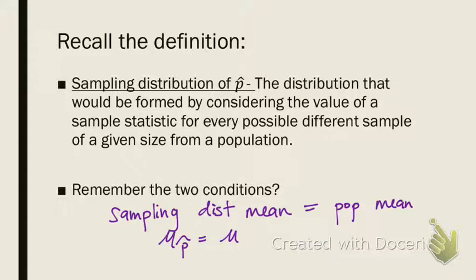P-hat is our sample proportion. We learned that last class. The second thing is that it always created a normal distribution. So one is that the means equaled each other, and two is that it created a normal distribution. So let's look at these three. We did our experiment, calculated with sample sizes of 5, 10, and 20, and then looked at the distribution that made.